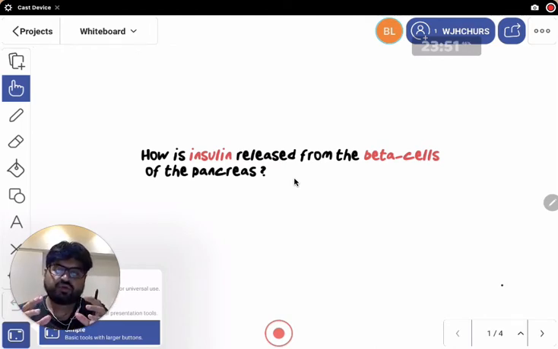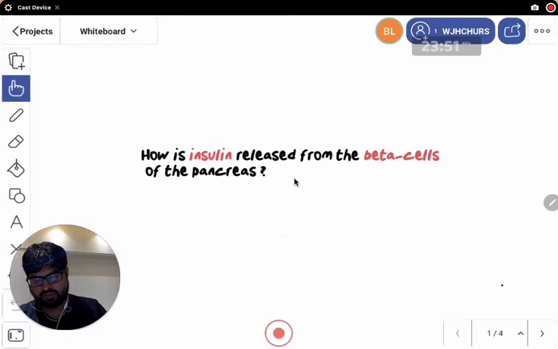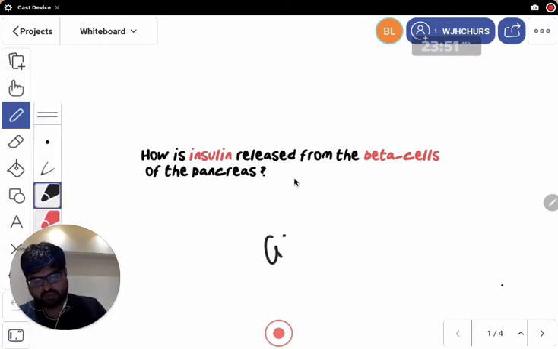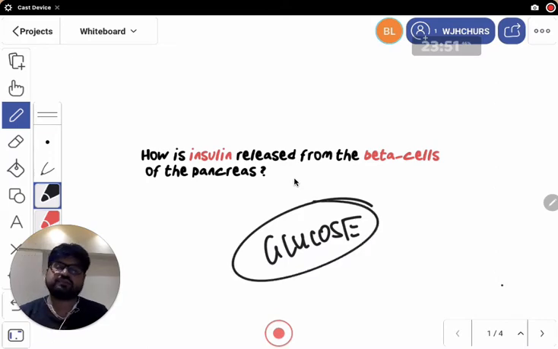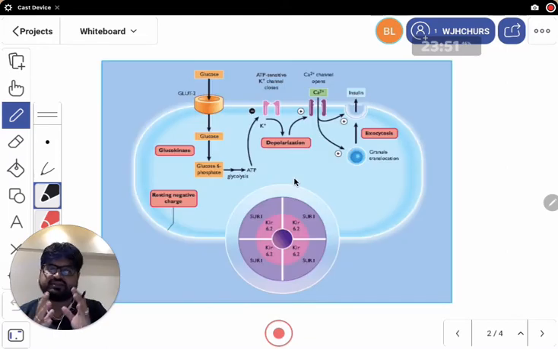Now we all know that the main stimulus for the release of insulin from the beta cell is glucose, right? So we are all aware of this, that glucose is the main driver for this entire process. So when you have higher glucose, you have insulin release. Okay, so how does glucose exactly produce the release of insulin from the beta cell? So that is what we'll be discussing.